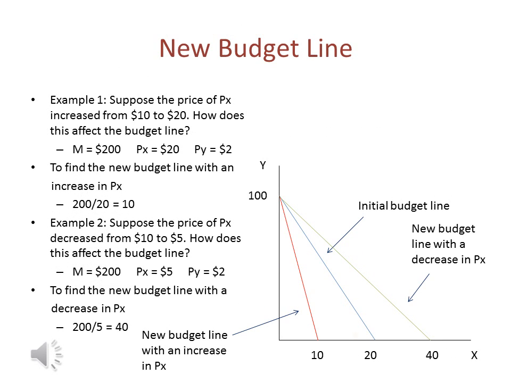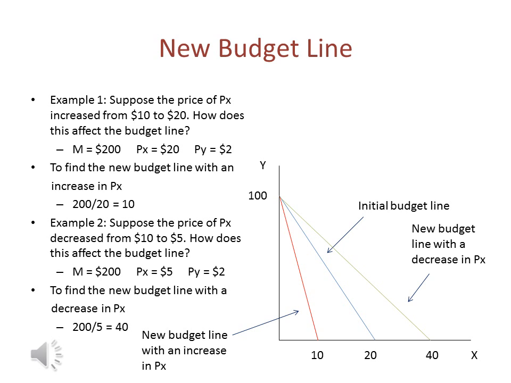To find out how a change in price affects the budget line, use the following 2 examples. Example 1. Suppose the price of PX increased from $10 to $20, where income equals $200, new price of X equals $20, and price of Y equals $2. To find your new budget line with an increase in PX, take your income of $200 divided by 20, and this gives you 10 units of X. Plot the new point of X on your graph and connect your original point Y, 100, with your new point X, 10.